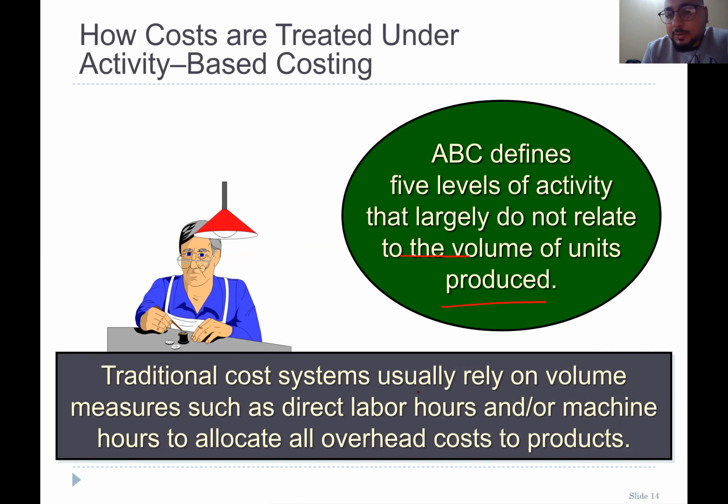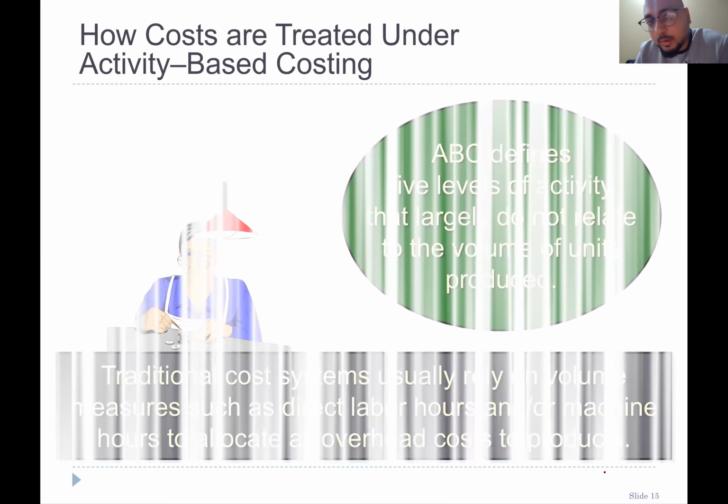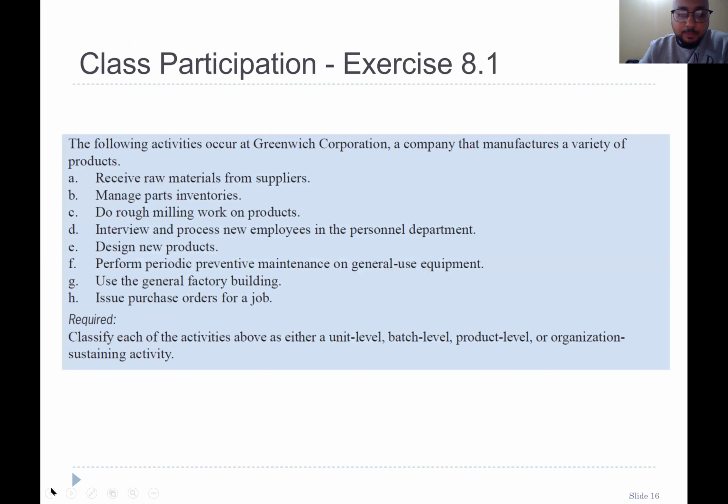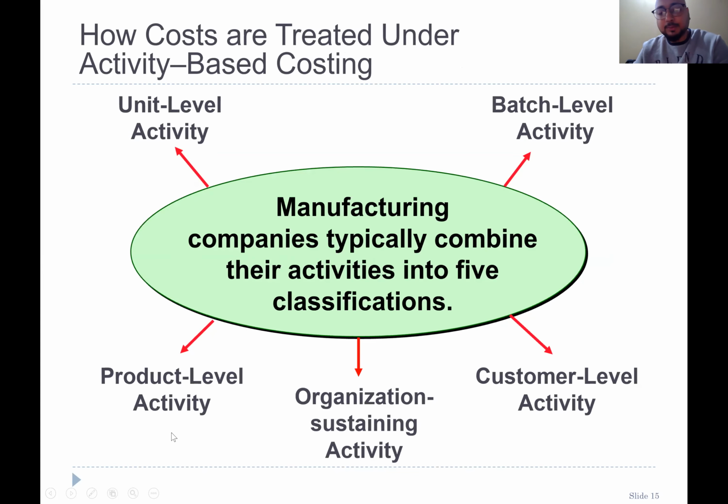Traditional cost systems usually rely on volume measures such as direct labor hours to allocate all the costs to the product. So these are the activity classifications. Broadly, activities have 5 levels. Number one, unit level: for example, how many units are produced by this activity.